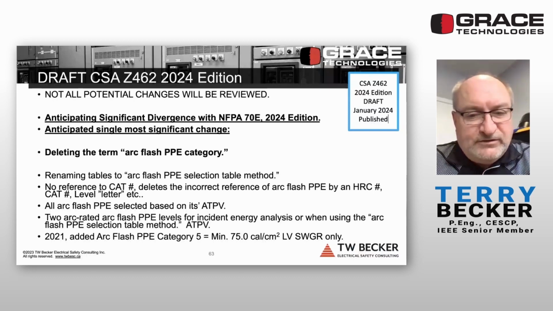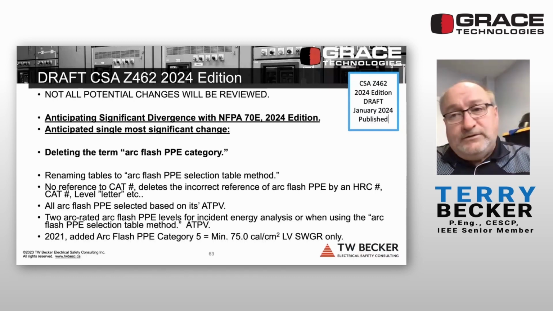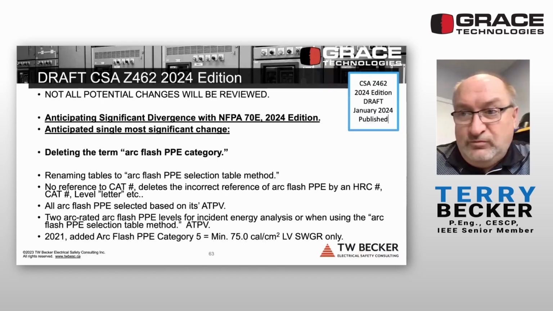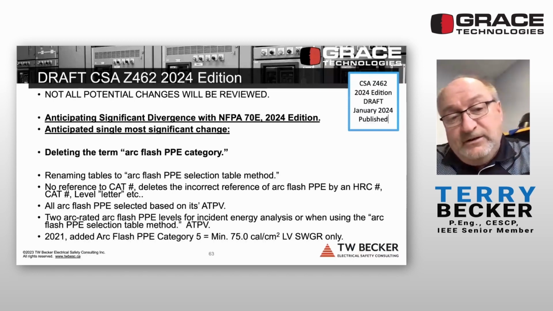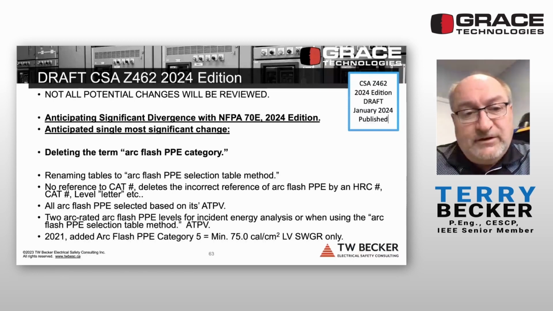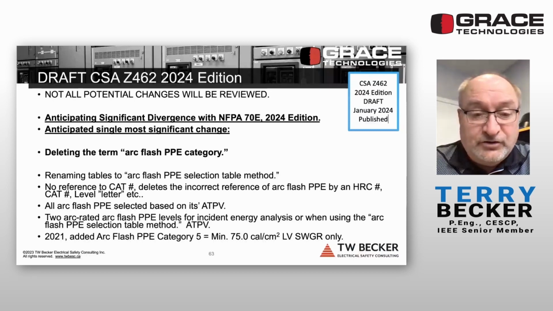But there's still this overarching problem. I'm wearing Cat 2. Well, what's its ATPV? Because Cat 2 is 8.0 to 24.9 calories per centimeter squared. So in Z462, we're limiting that term. 70E did not adopt that change. This is significant technical divergence, as is renaming the tables.